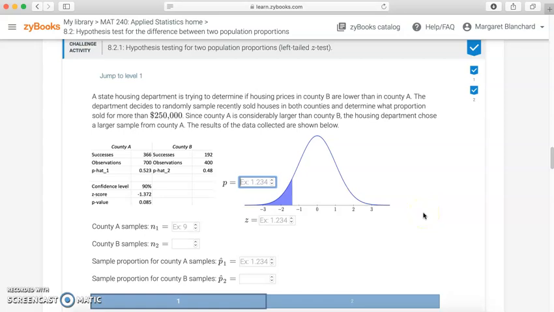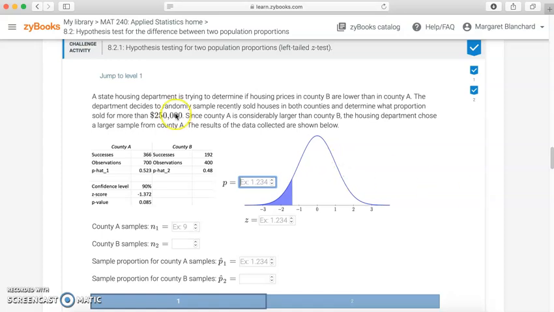Challenge activity 8.2.1, hypothesis testing for two population proportions. We're looking at a left-tailed test. A state housing department is trying to determine if housing prices in County B are lower than in County A. The department decides to randomly sample recently sold houses for both counties and determine what proportion sold for $250,000. Since County A is considerably larger than County B, the housing department chose a larger sample from County A. The results of the data collected are shown below.